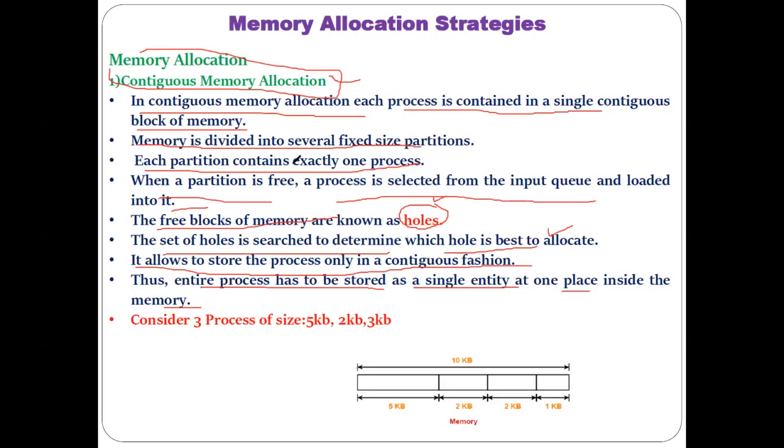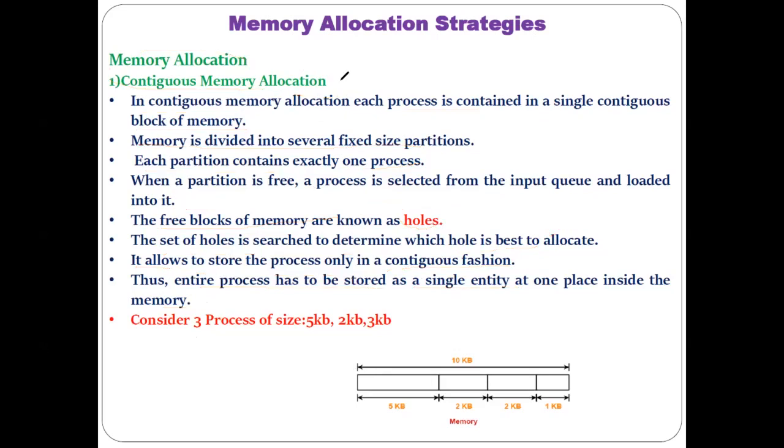Some important characteristics of contiguous memory allocation: each process is allocated in a single block of memory. That is the first characteristic. Each process will get exactly one single contiguous block of memory. Then the second characteristic: the memory is divided into fixed size partitions. This memory is pre-divided, meaning before the memory allocation starts.